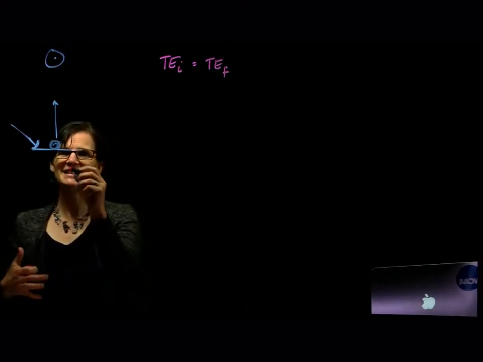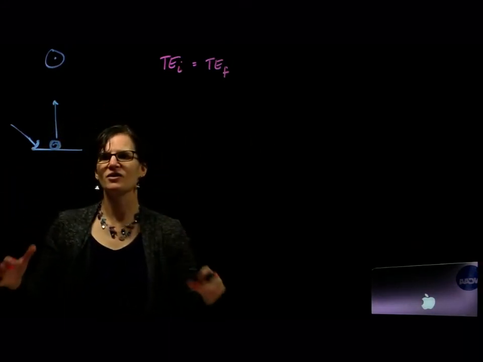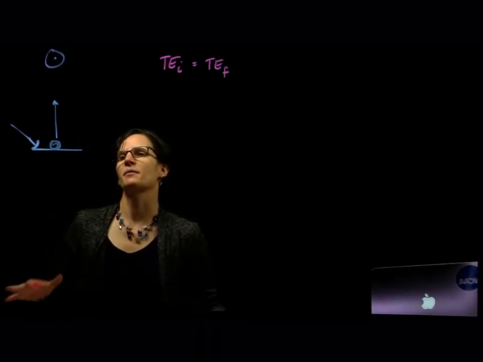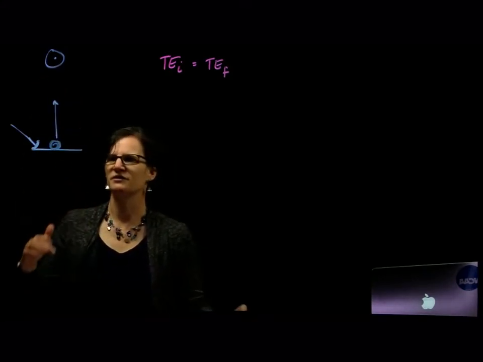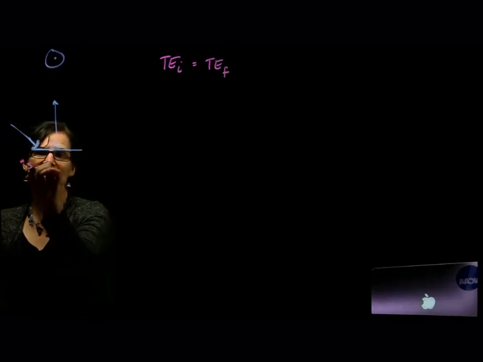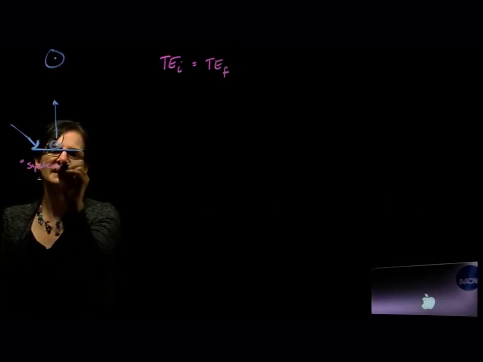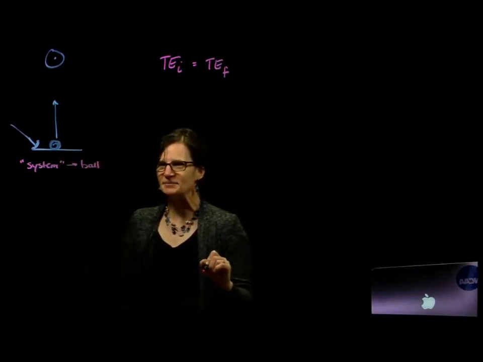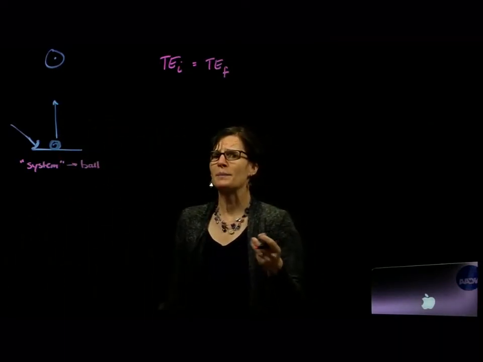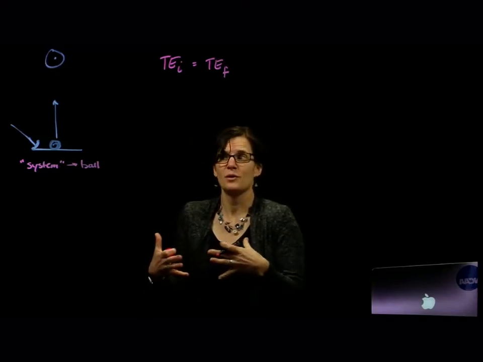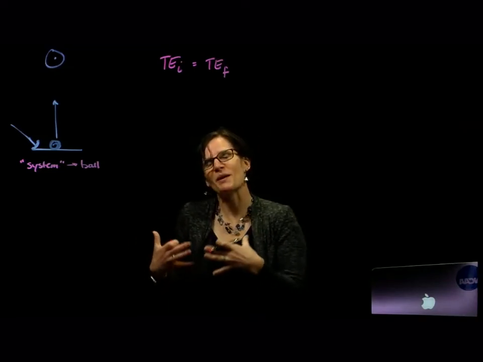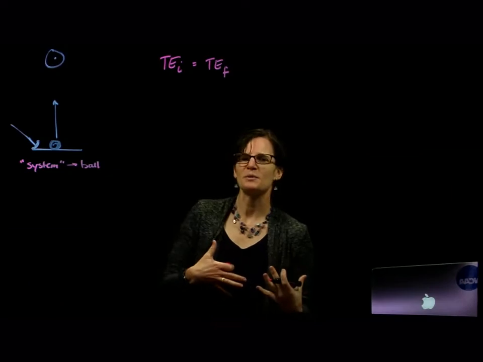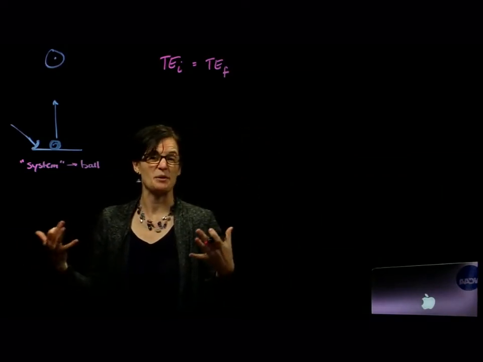The system, well, what objects are involved in this particular motion that we're analyzing? Well, it's the ball. The ball's flying up. So our system, in this case, is just the ball. Now, what's the initial and what's the final? What do we want to call time point 1, and what do we want to call time point 2? Because energy is the same in all of them.